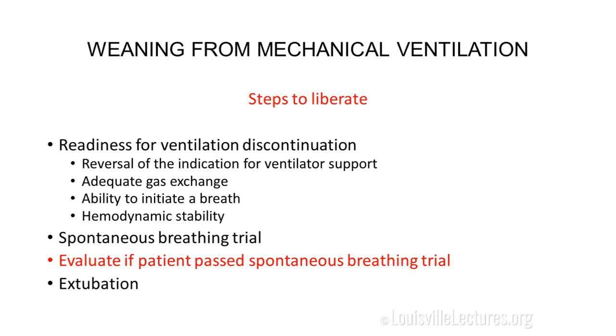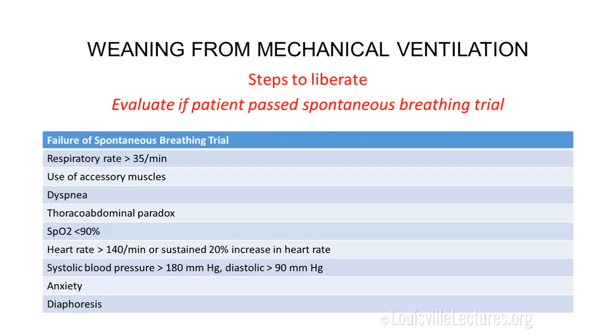So then you did your spontaneous breathing trial for 30 minutes or 1 hour, and then you're going to evaluate if the patient passed this spontaneous breathing trial. And that's very simple. You just look at the simple parameters here. You look at the respiratory rate; you want to make sure that it's less than 30, 35. You look at the accessory muscles. You want to make sure the patient doesn't have an increased work of breathing. You look at dyspnea. You look at thoraco-abdominal paradox. You look at your pulse ox. You look at your heart rate. It's clear that in some patients you put on a spontaneous breathing trial, the heart rate shoots up. That means that the patient is failing.